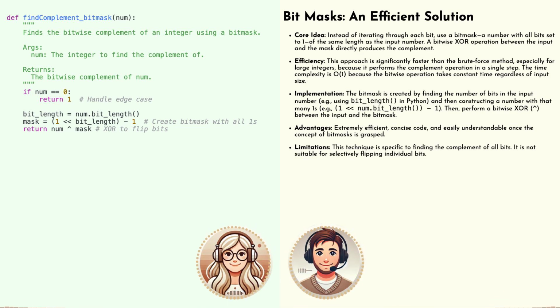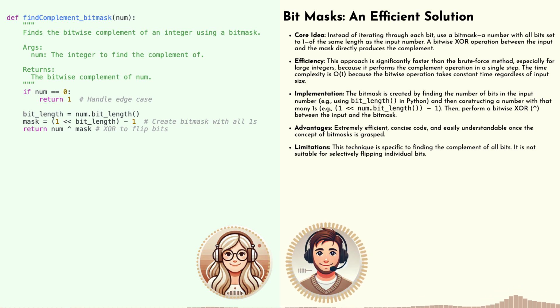Bit masks. It sounds kind of mysterious. What are they exactly? So imagine you have a stencil with holes cut out in a certain pattern. When you put it over something and spray paint, only the areas showing through the holes get painted. A bit mask is kind of like that stencil, but for bits. It's a number where each bit is like a tiny switch. It either lets the bit through or it flips it. So if we want to flip all the bits in a number, what would our bit mask look like? It would be a number where all the bits are set to 1. Because remember, when you XOR a bit with 1, you flip it. Right.